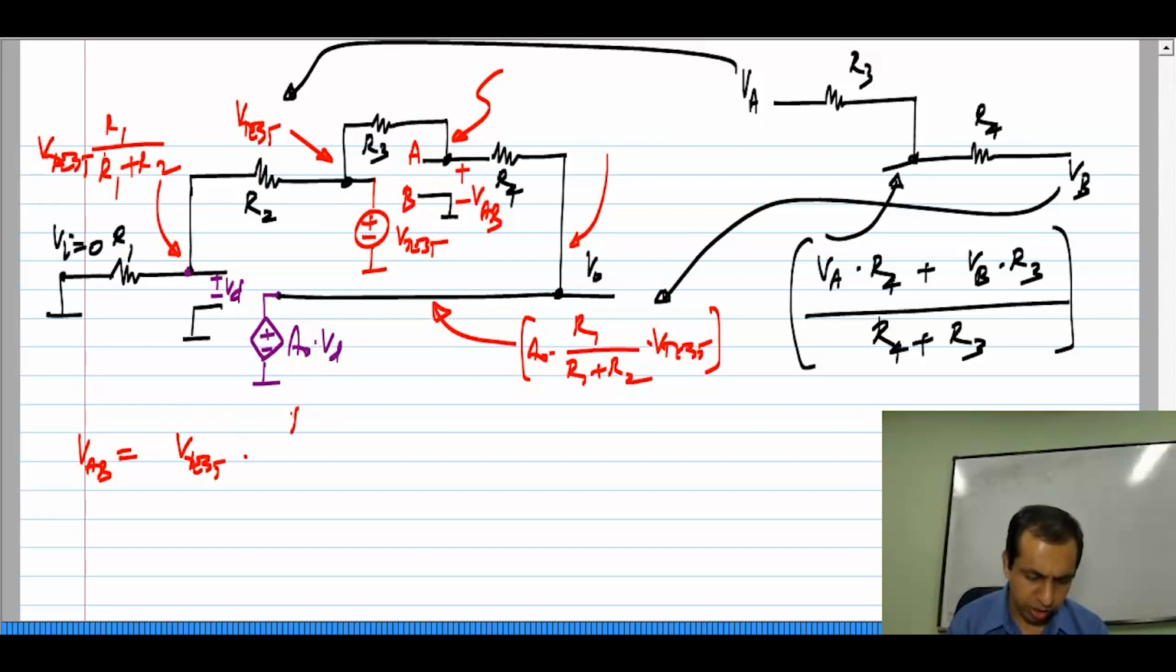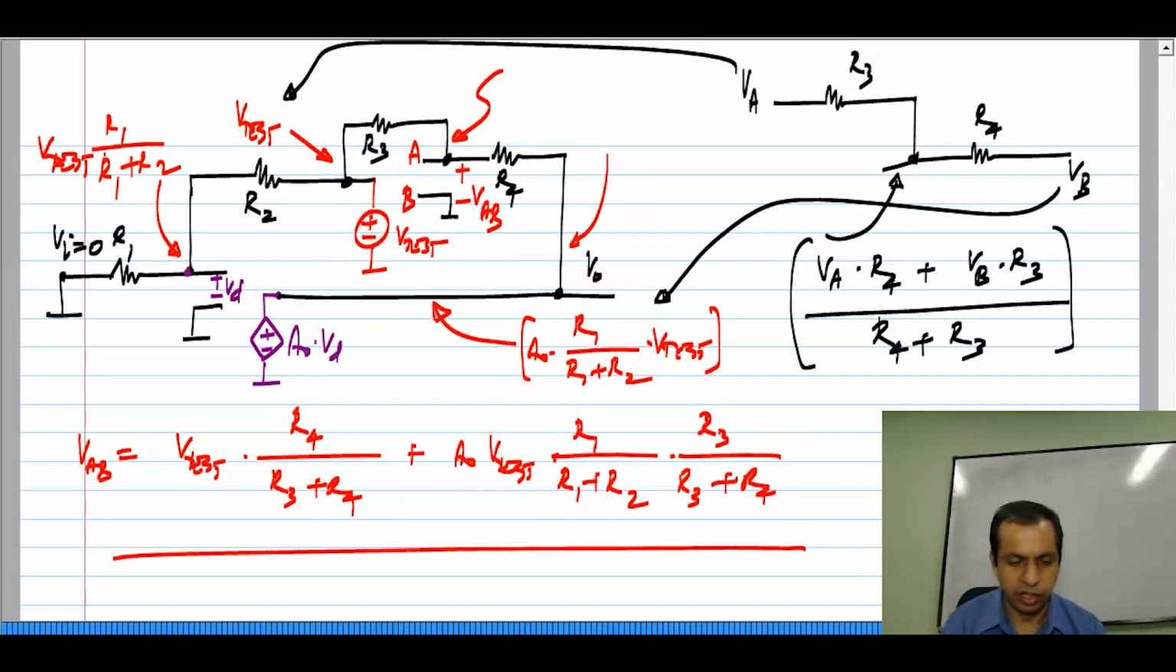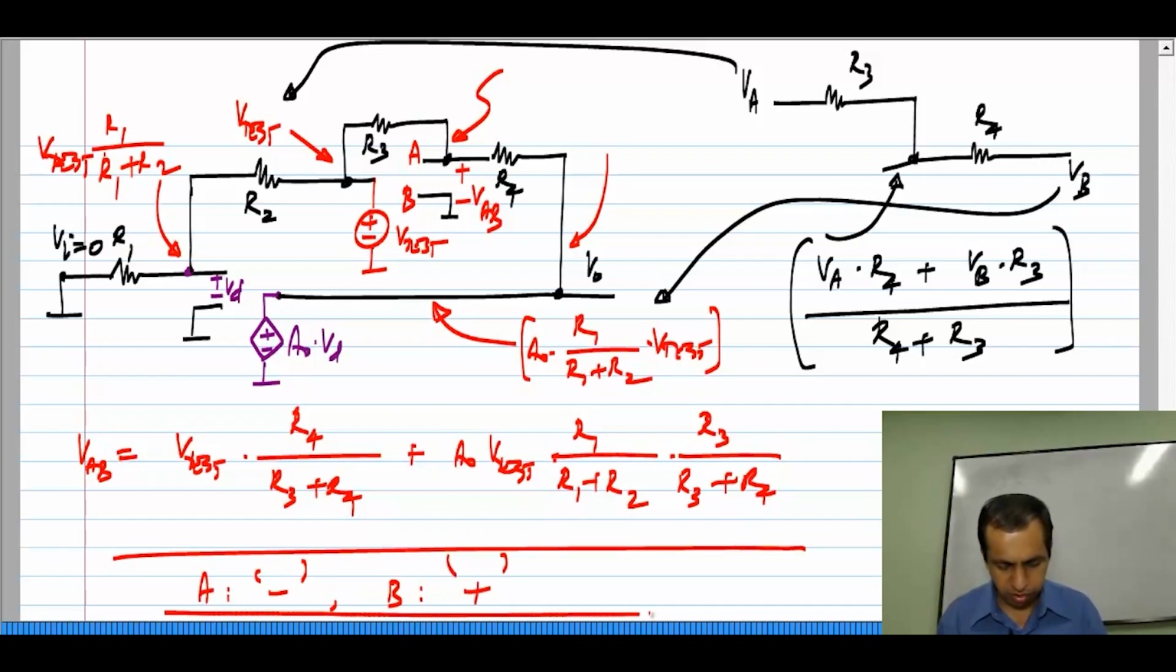Vtest times R4 by R3 plus R4 plus A naught Vtest R1 by R1 plus R2 times R3 by R3 plus R4. So, like I said, after getting some experience, you won't even have to write down this expression. The important thing is to see that the coefficient of Vtest here is positive. Okay. So, once you recognize that it is positive, you know that A has to be the inverting terminal and B is the non-inverting terminal. Okay.